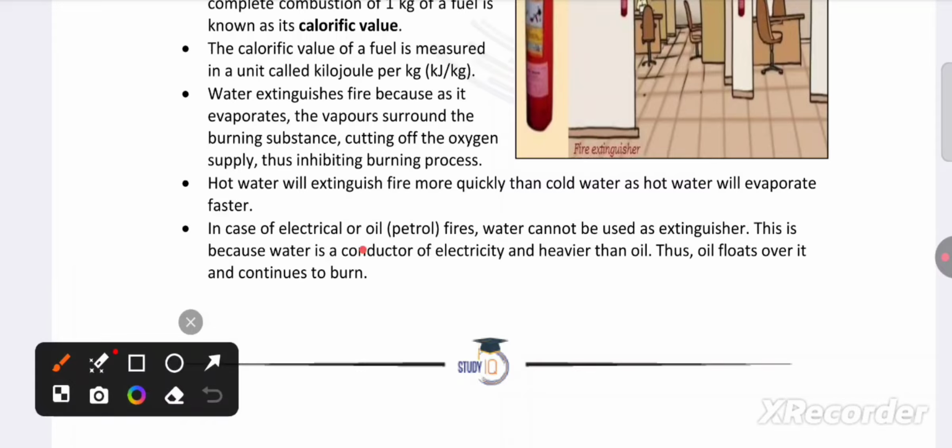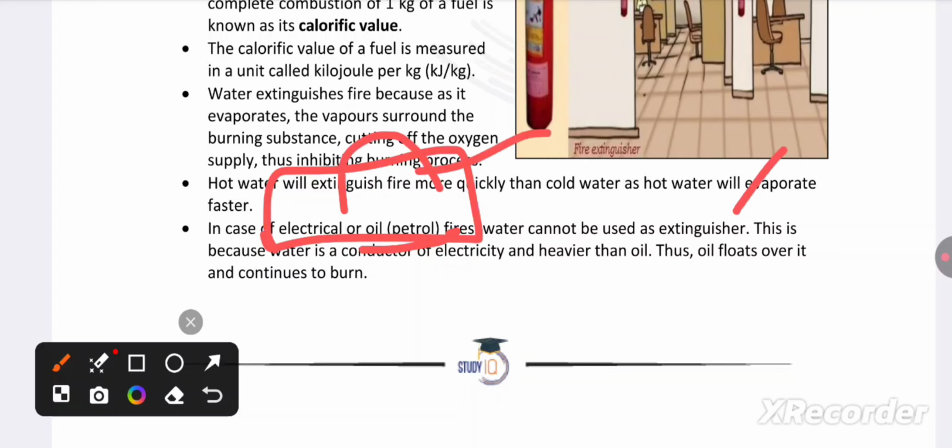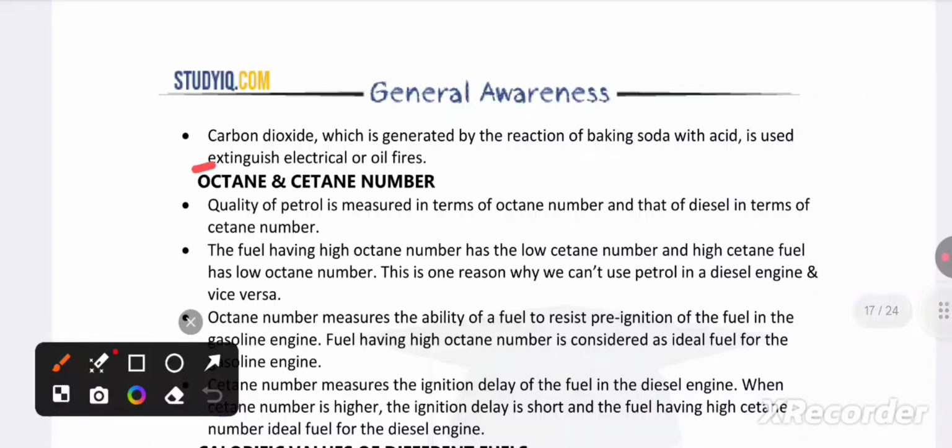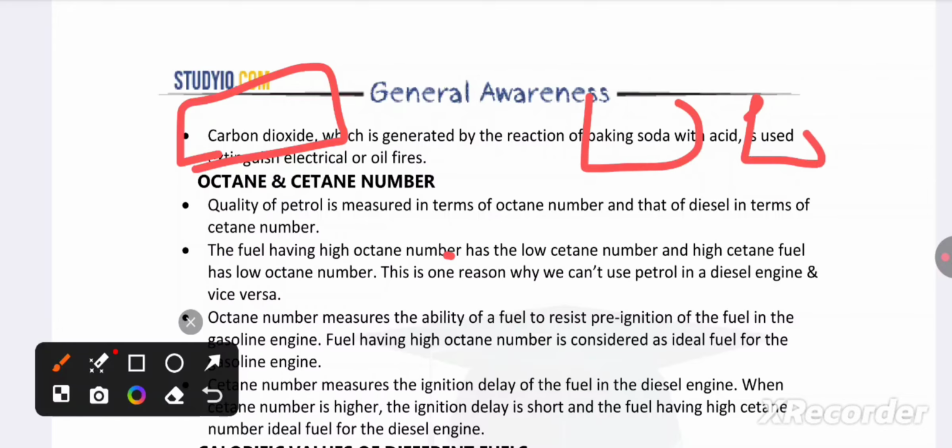In electrical fires we are using carbon dioxide. We cannot use a water extinguisher. Same like that, in oil fires also we are not using water. Water is heavier than oil, that's why the oil floats on it and continues to burn. Here we are using, we discussed, carbon dioxide, some baking soda, acids, everything.